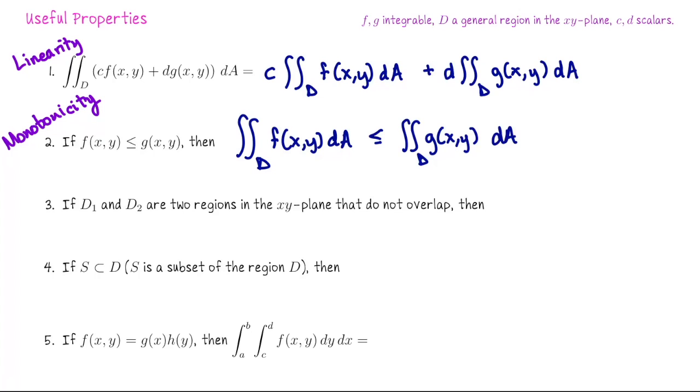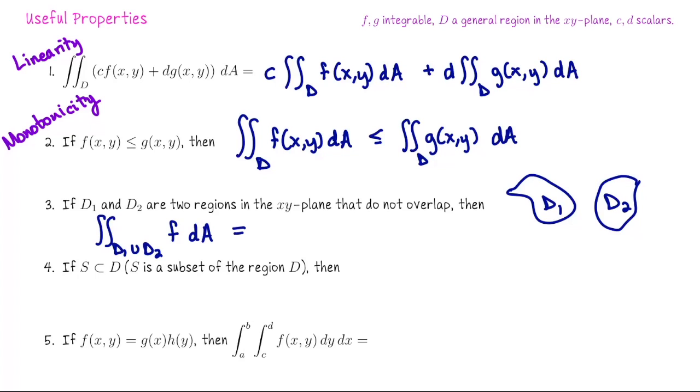If D1 and D2 are two disjoint regions in the xy plane, so say these are my two regions, and you would like to integrate f over both of these regions, we can denote that as the double integral of f over the union of these regions. Then that's just equal to the double integral of f over D1 plus the double integral of f over D2.